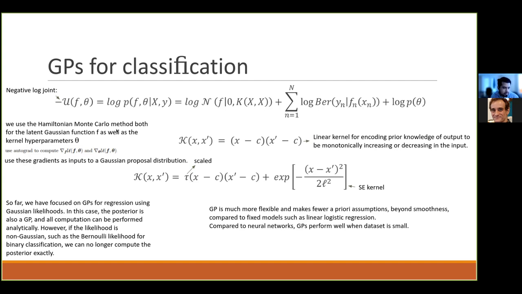And there's lots of stuff here. This kernel has prior knowledge. Okay, so linear kernels are including prior knowledge of the output. That's just so much stuff. Again, linear kernel.